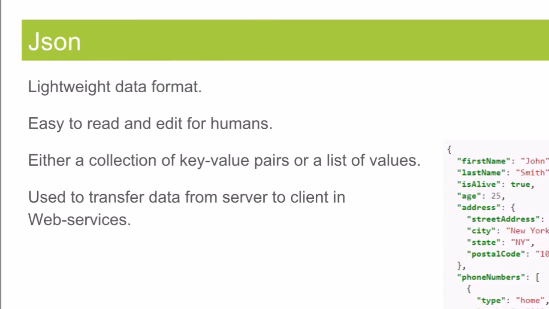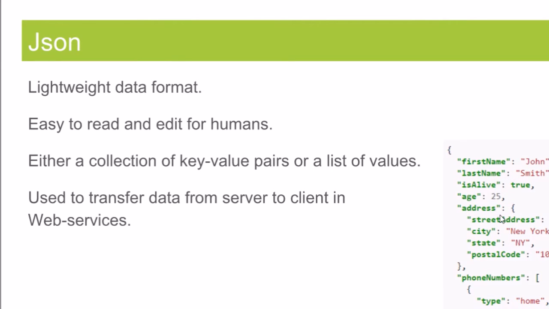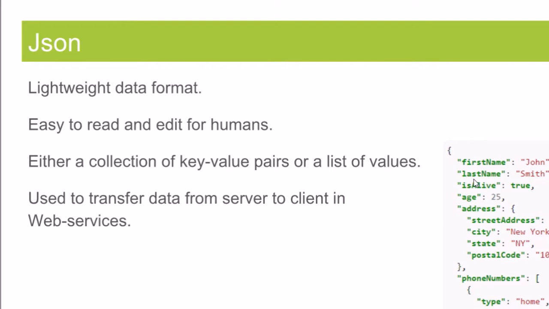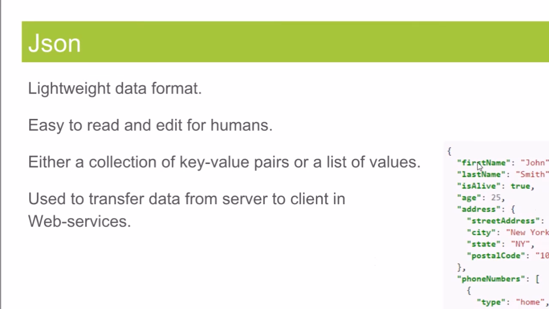What is JSON? JSON is a lightweight data format. This is the format of JSON. This is easy to read and edit for humans. This is either a collection of key value pairs or a list of values like this. So here first name is the key and John is the value, last name is the key, Smith is the value, is alive is the key, and true is a boolean value, age is a key, and 25 is the int value. So this is a very lightweight data format which is used to transfer data from server to client in web services.